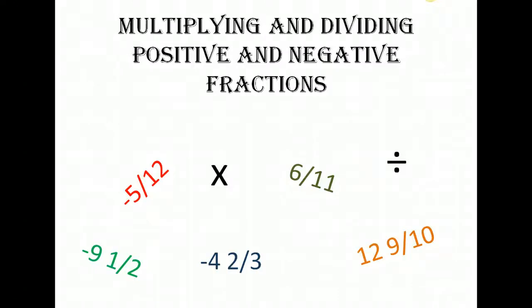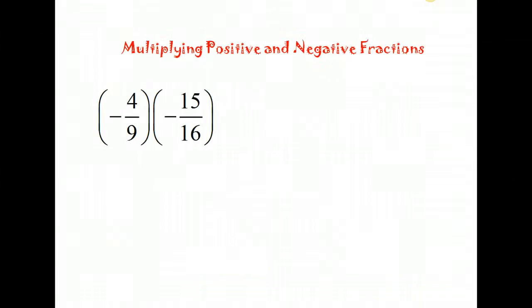Today we're going to look at multiplying and dividing positive and negative fractions. When multiplying positive and negative fractions, you have to remember two things. First, you have to remember the integer rules, and second, you have to remember how to multiply fractions. So we're going to start off with our integer rules.